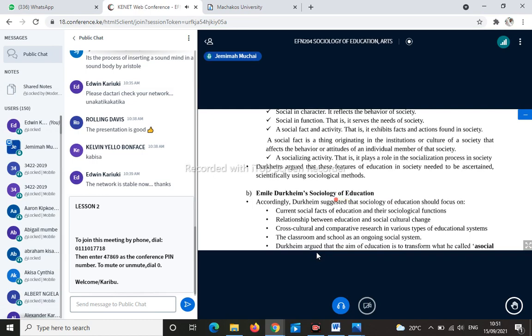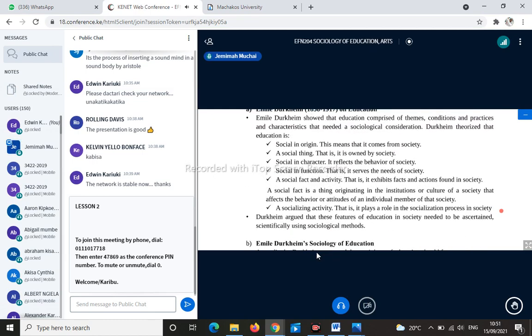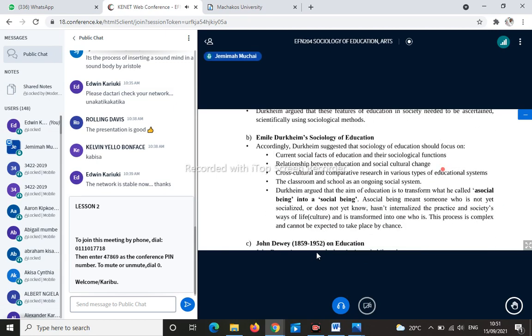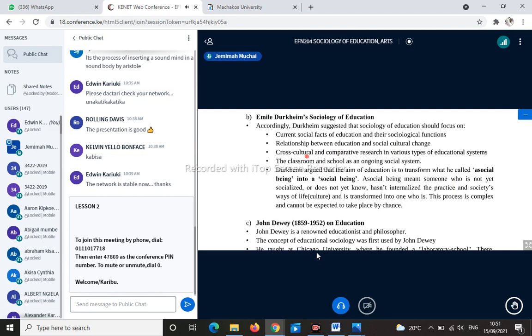Emile Durkheim's sociology of education. This was on education, and then this is on sociology of education. According to Durkheim, sociology of education should focus on current social facts of education and their sociological functions. What is happening in education, and what are the functions of those facts or those things that are happening?